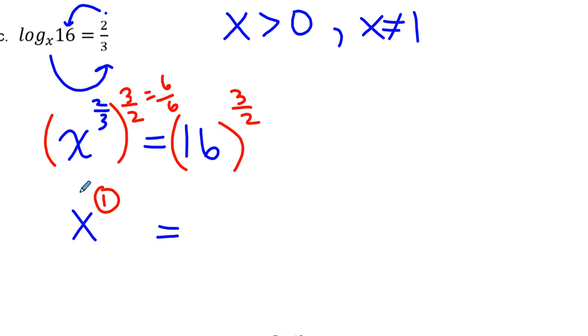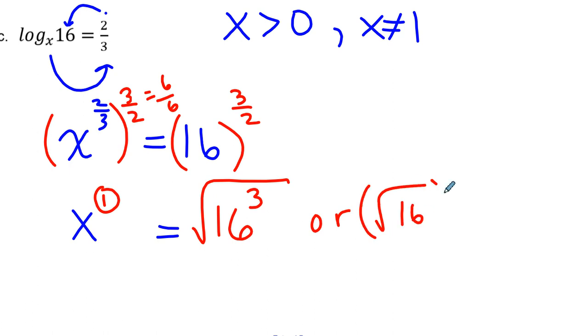On the other side, I have 16 to the 3/2. That means I'm taking 16, raising it to the third power, and taking the square root. Or you can write it as taking the square root of 16 and raising it to the third power. Either is fine. I think the second one is a little easier because the square root of 16 is 4, and 4 cubed is 64.